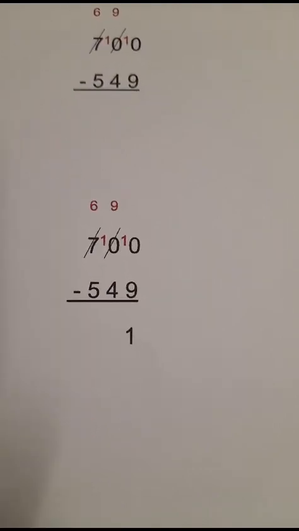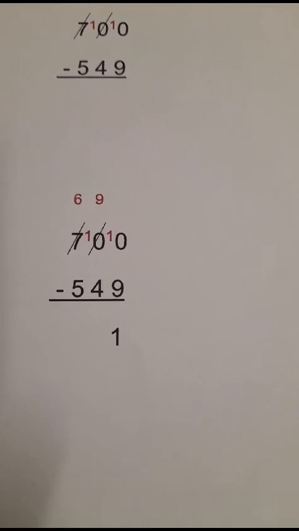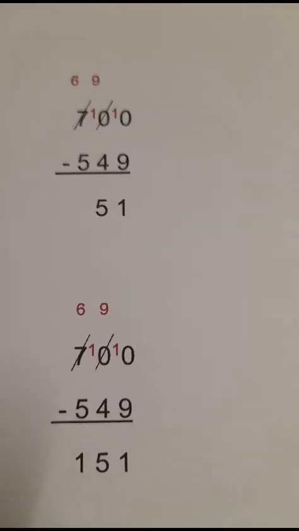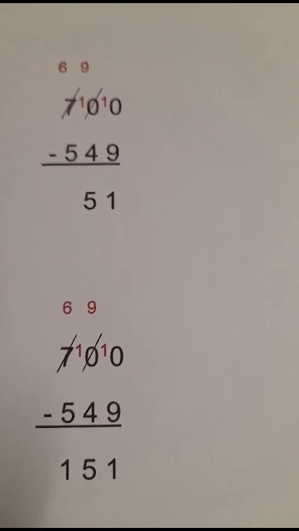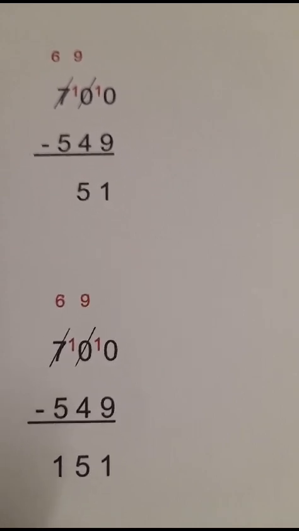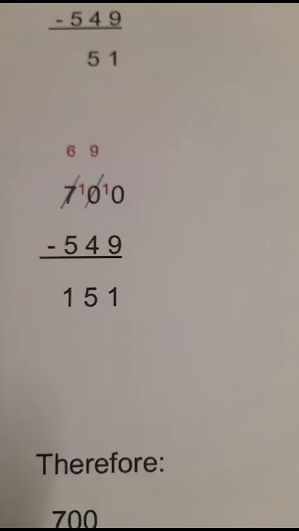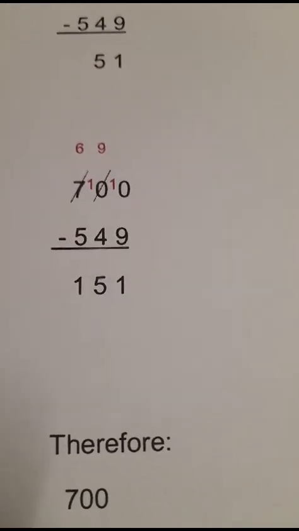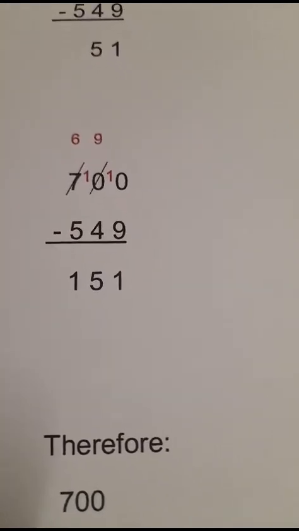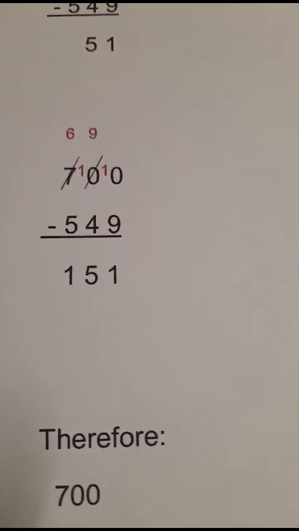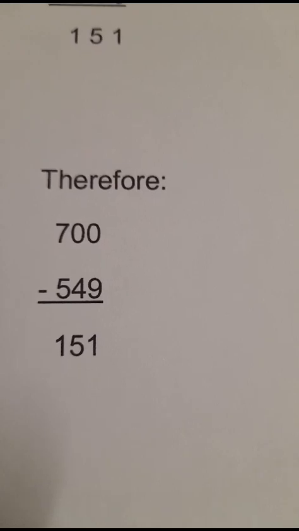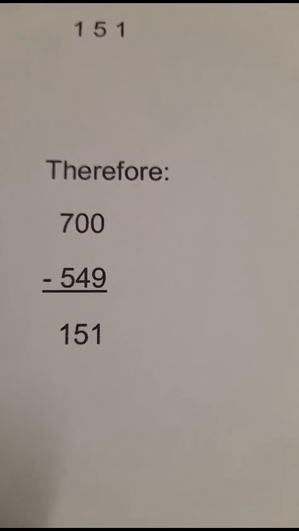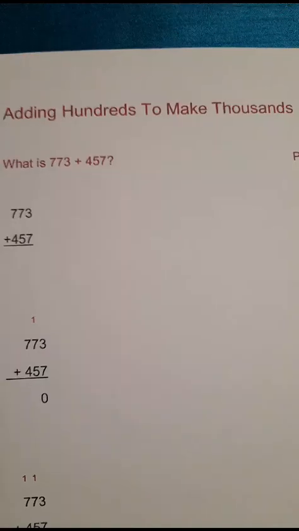Now we see 9 from 10 leaves 1. We go to the tens column to subtract. We see 4 from 9 leaves 5. We put the 5 at the bottom in the tens column. Then we go to the hundreds column. We say 5 from 6 leaves 1. We put the 1 at the bottom in the hundreds column. Therefore, 700 minus 549 equals 151.